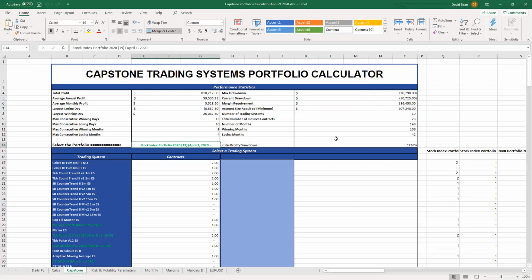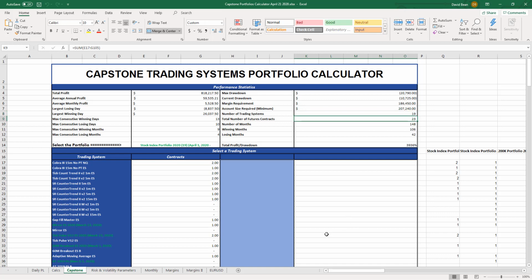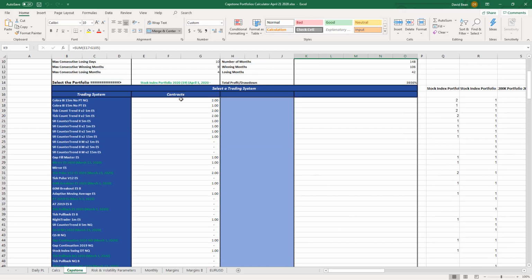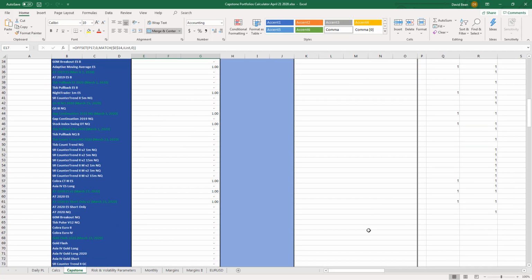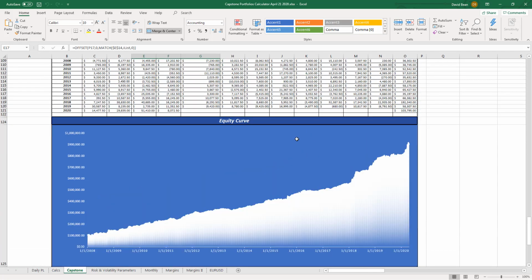This is through yesterday. This has been updated through the 21st. So Stock Index portfolio is in a $10,000 drawdown. That is normal. It goes through $20,000 drawdowns. You're trading 19 strategies and 23 contracts. And so that big trade yesterday in Cobra 3, you get two units on that because it trades two contracts on that. So let's go down and take a look at how this looks.